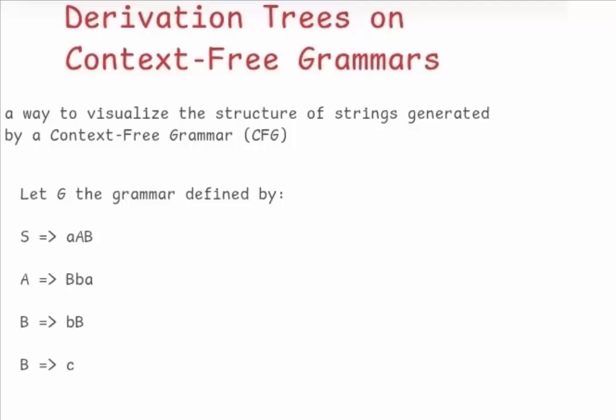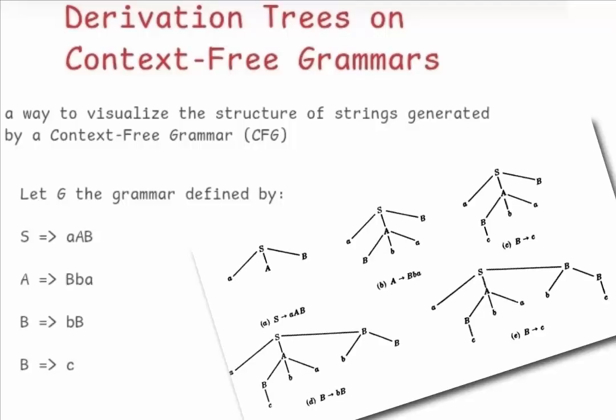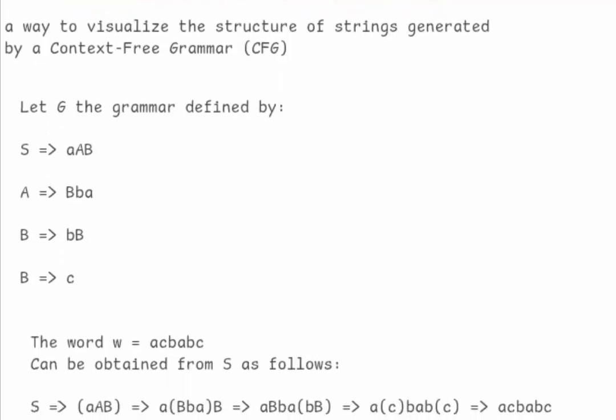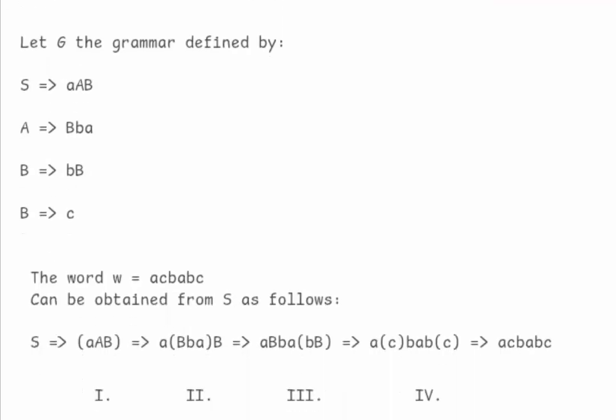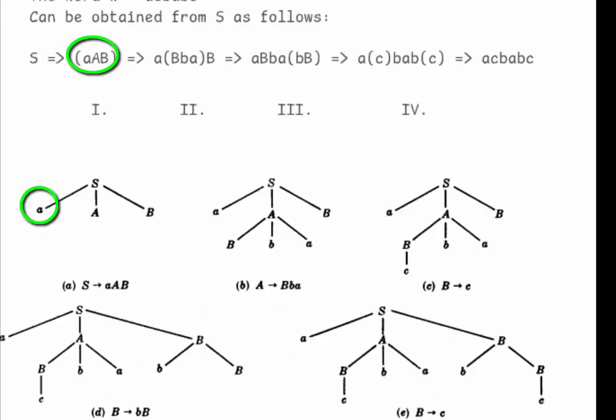Like automata state diagrams, derivation trees are vehicles for visually expressing context-free grammars. For example, this derivation was depicted so that the terminals are as visible as possible.